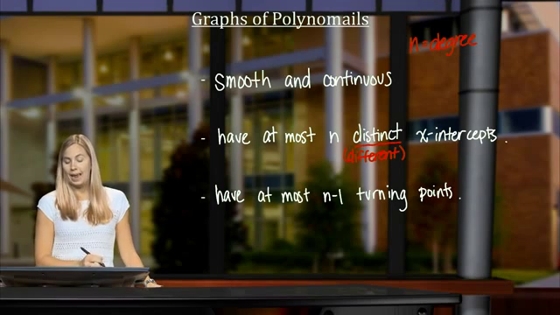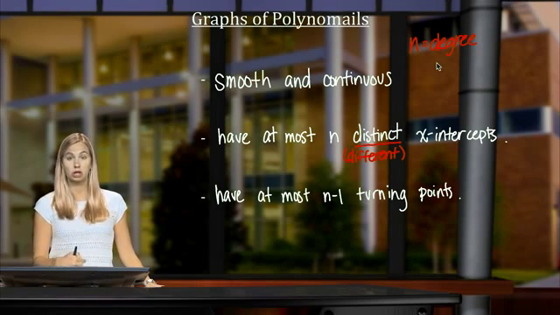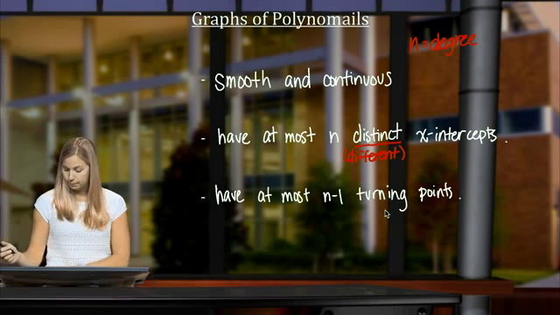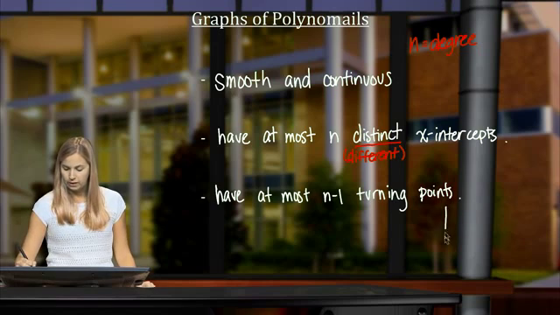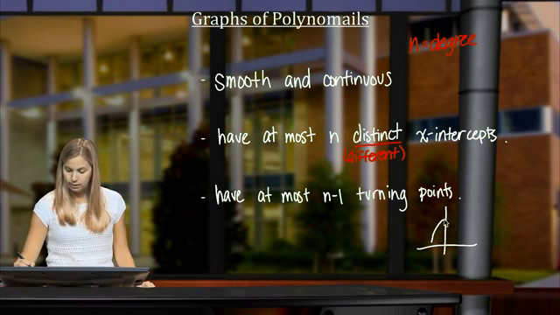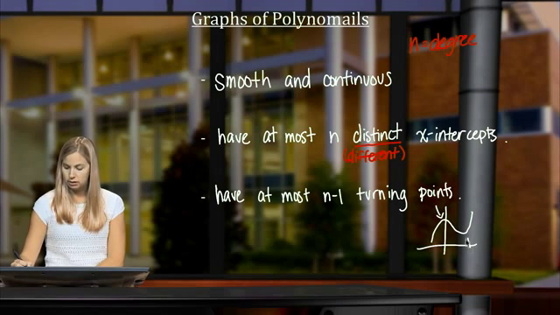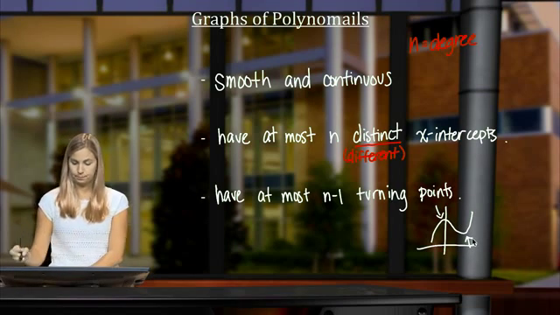There's at most n-1 turning points. So again, that n is referring to the value of the degree. And a turning point in a polynomial is just what it sounds like, a turning point. So if I think about a graph that's smooth and continuous, both of these represent turning points.